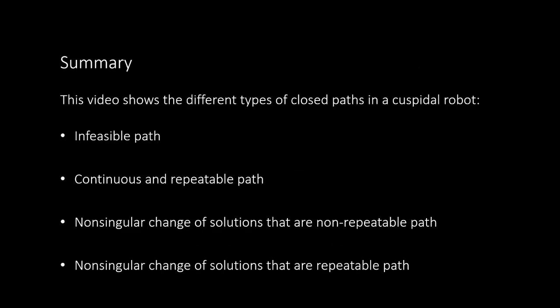So we present different types of path while following a given closed path in the workspace of a cuspidal robot. The different types of paths are the infeasible paths, the continuous and repeatable path, the non-singular change of solutions that are non-repeatable paths, and the non-singular change of solutions that correspond to repeatable paths.